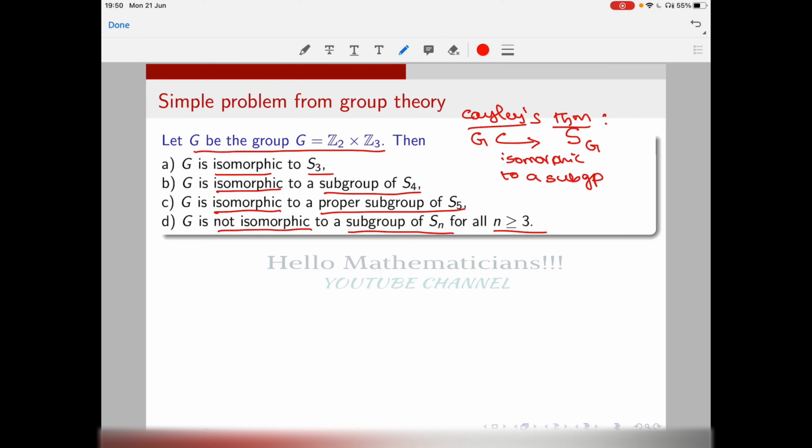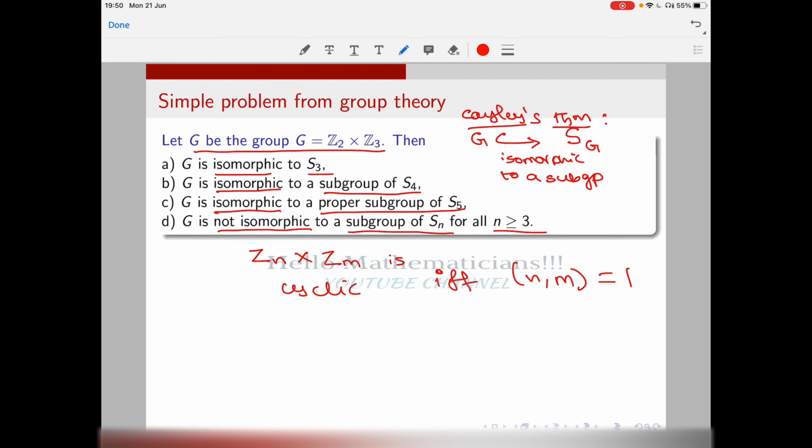So G is the direct product of the groups Z2 and Z3. Now Z2 is a cyclic group, Z3 is a cyclic group. If you consider Zn cross Zm, Zn is cyclic, Zm is cyclic, but Zn cross Zm need not be cyclic. So a product of cyclic groups need not be cyclic. Zn cross Zm is cyclic if and only if the GCD of n and m equals 1. This is a result from group theory.